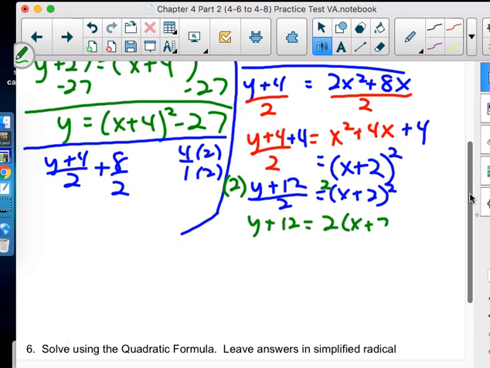But again, the 2 is not in the parentheses, so we can't distribute that 2. It's just going to stay in front. And then y is not quite by itself yet. What do we need to do?